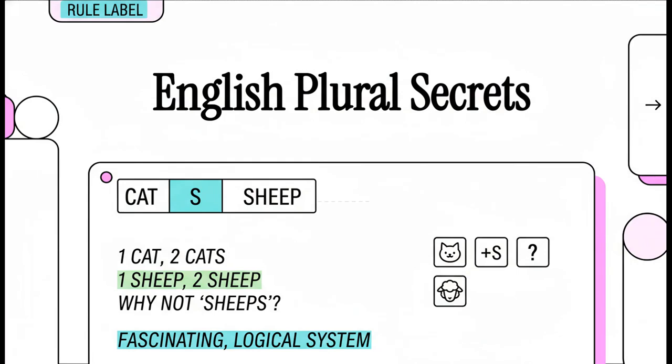Have you ever stopped and wondered why we say one cat, two cats, but we say one sheep, two sheep? I mean, why isn't it sheeps? It seems kind of random, but believe it or not, there's a really cool and logical system hiding right under our noses. So let's dig in and uncover the secret rules of English plurals.